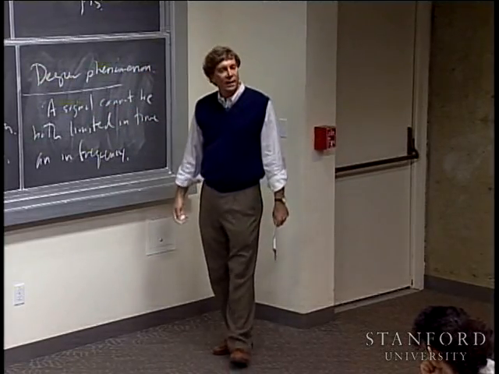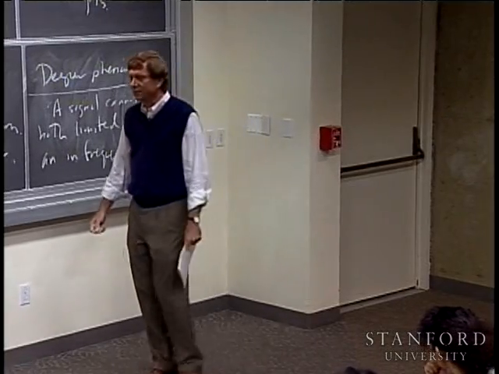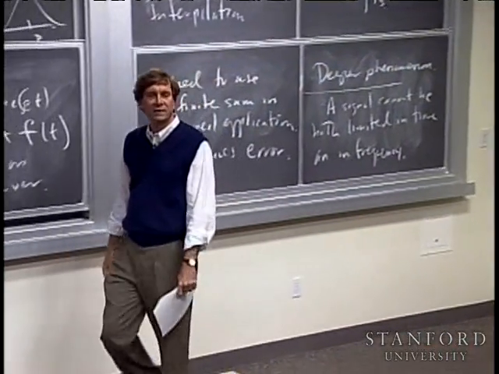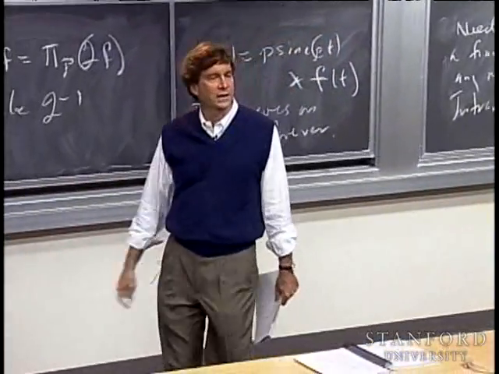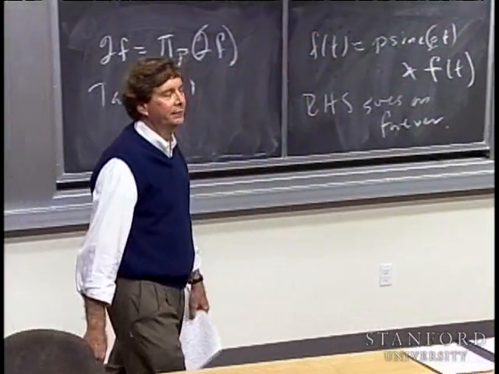The uncertainty principle in quantum mechanics is a statement that you can't simultaneously localize two physical quantities, momentum and position, say.